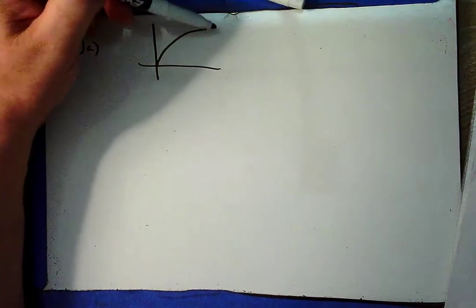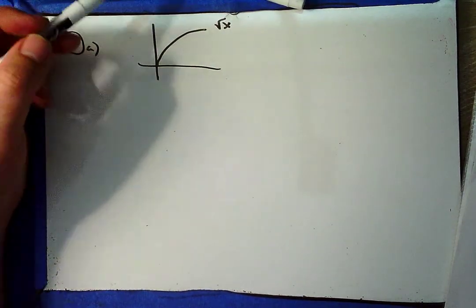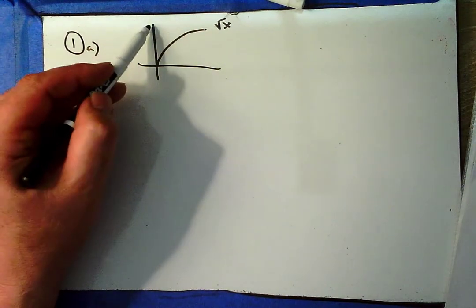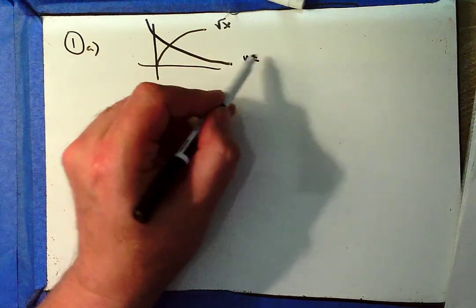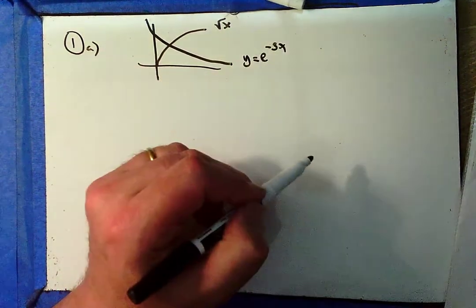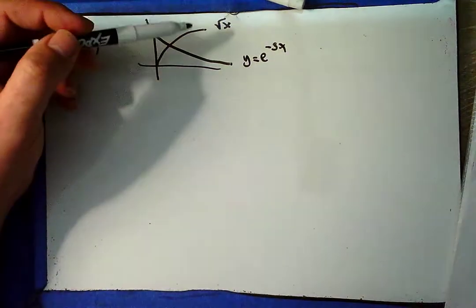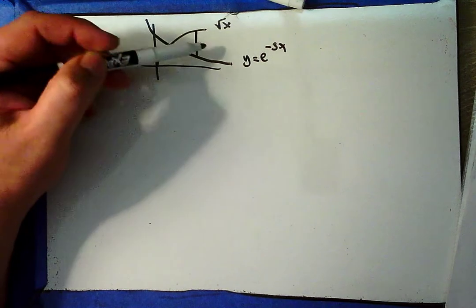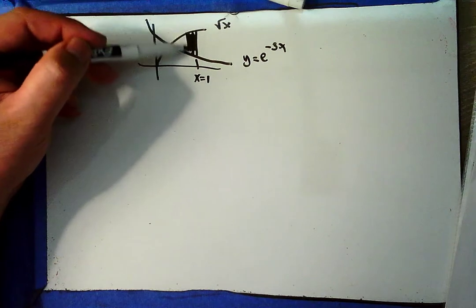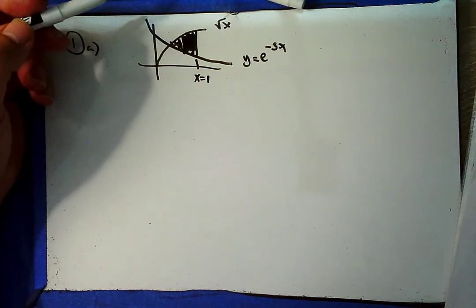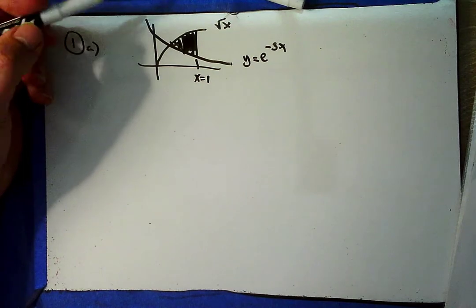So let's take a look at number 1, part A. Says you've got y equals square root of x, and you've got y equals e to the minus 3x, which we know is exponential decay, and the vertical line x equals 1. And so this is our region, and we're going to be doing stuff with this region in this problem. Okay, find the area of R.